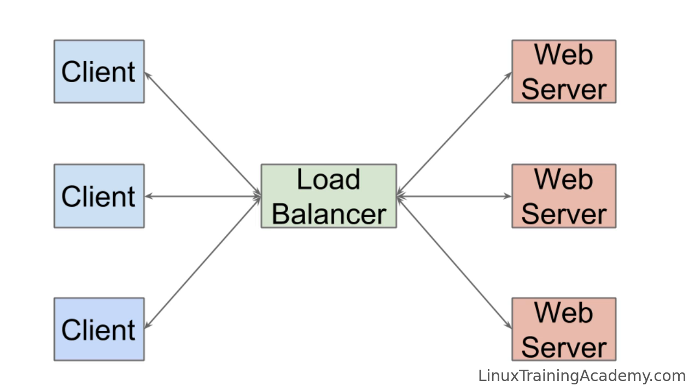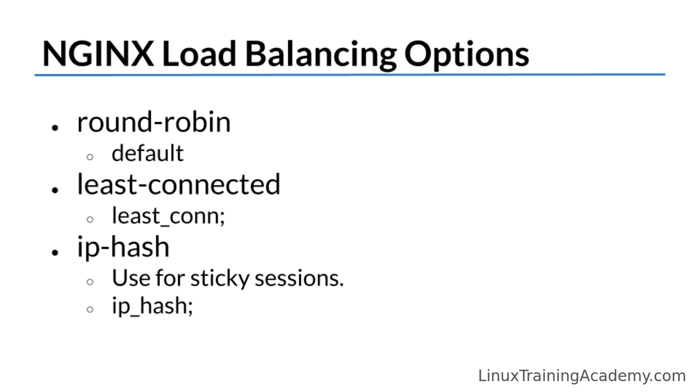Here's a diagram that shows what we're going to accomplish today in this video. We will be building a load balancer that will accept requests from clients, route those requests to a web server for processing, and send back the results to the client. If a web server isn't available, the load balancer will send the request to a web server that is up and accepting connections. There are three load balancing options with Nginx.